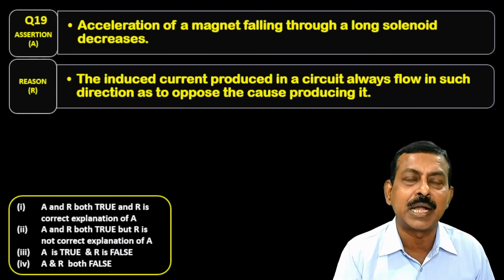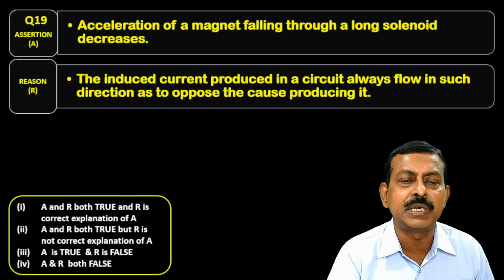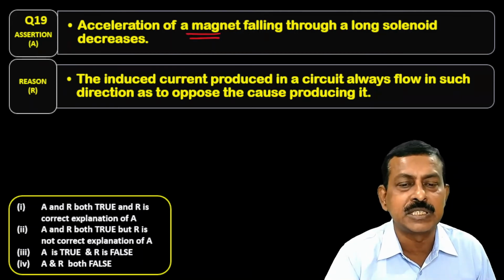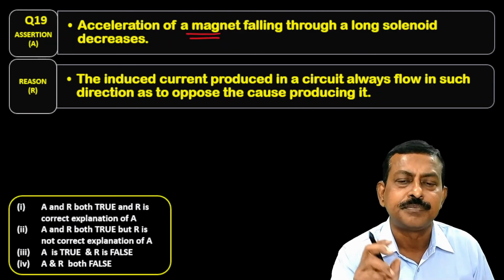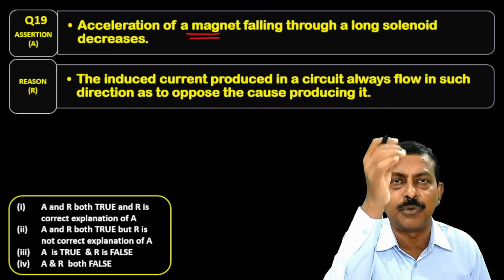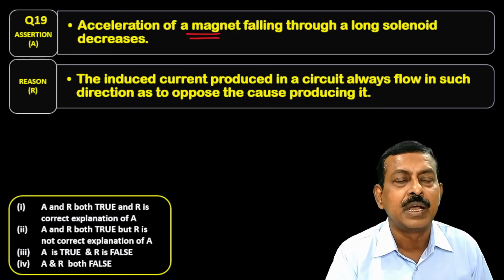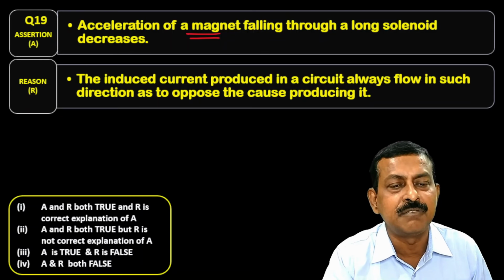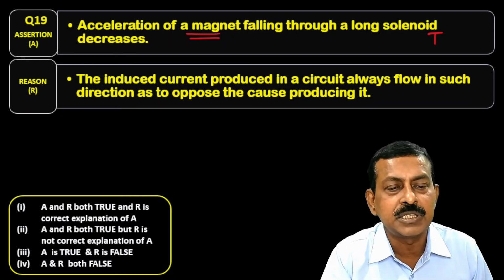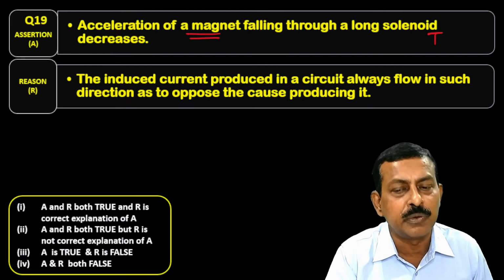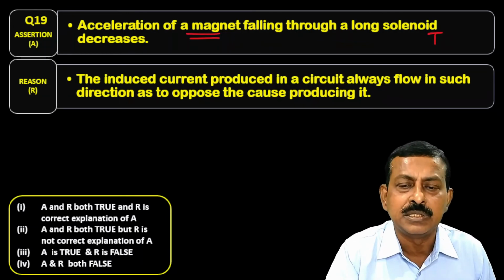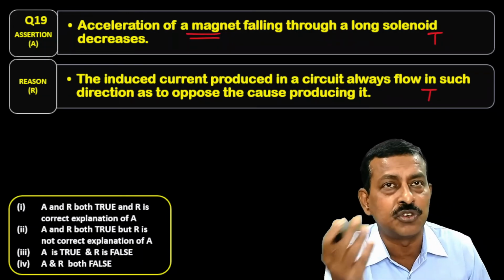As you are dropping a magnet through its axis, in that case definitely the acceleration of the magnet will change, because it will decrease. It is just like a case where you have a ring and you are making a magnet fall through its axis. In that case, there is the induced current developed, so it will oppose the cause. So this is true. And the reason which is there, the induced current produced in the circuit always flow in such direction so as to oppose the cause producing it. This is also true, because this is your Lenz's law there.